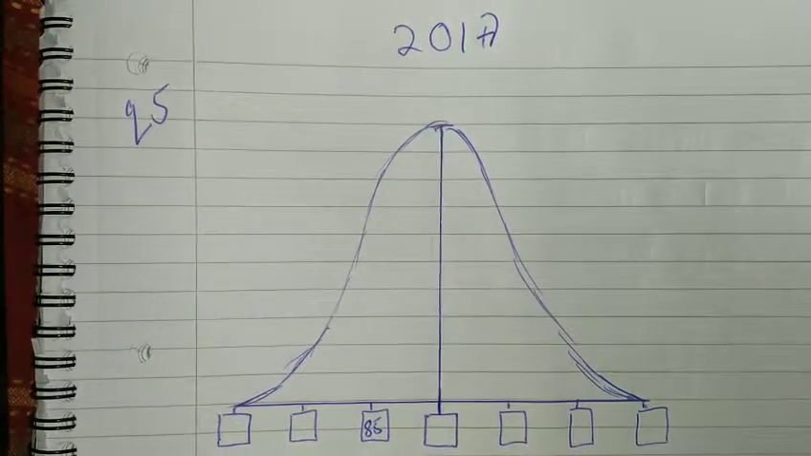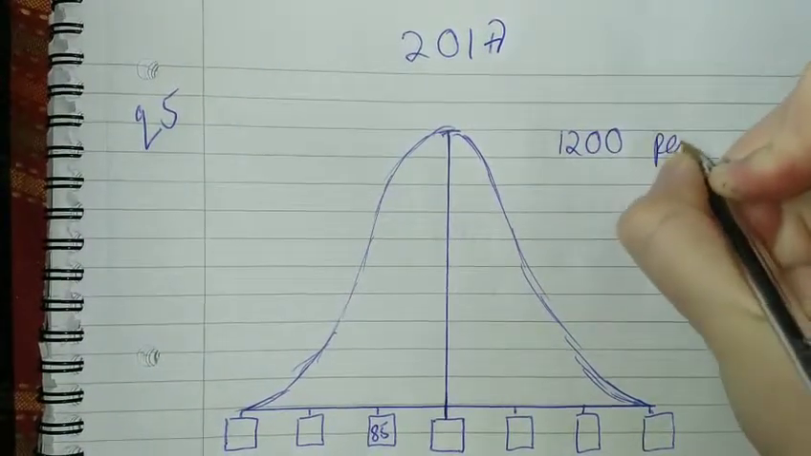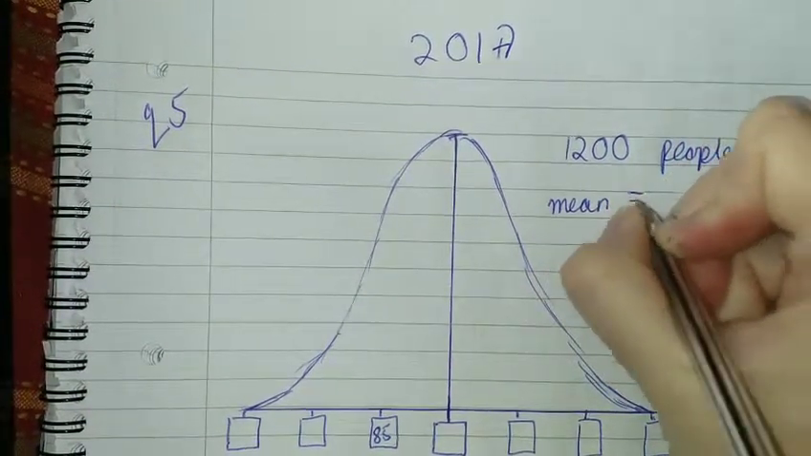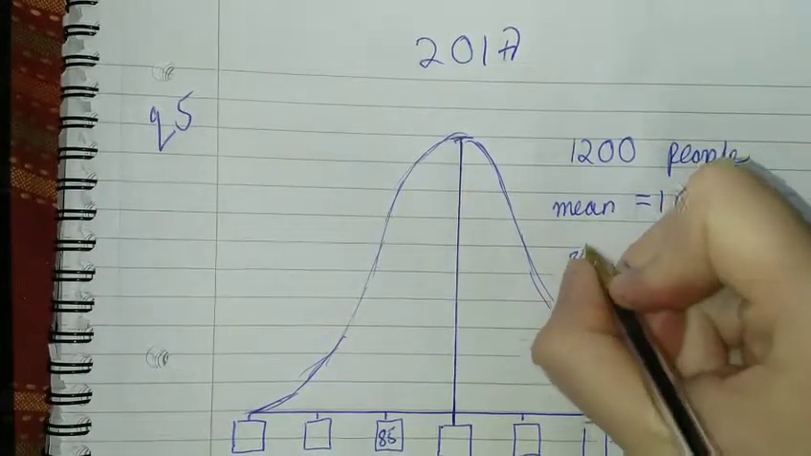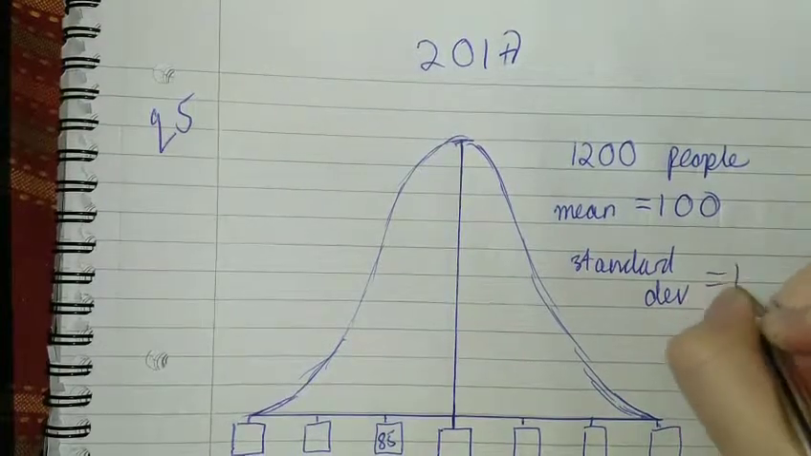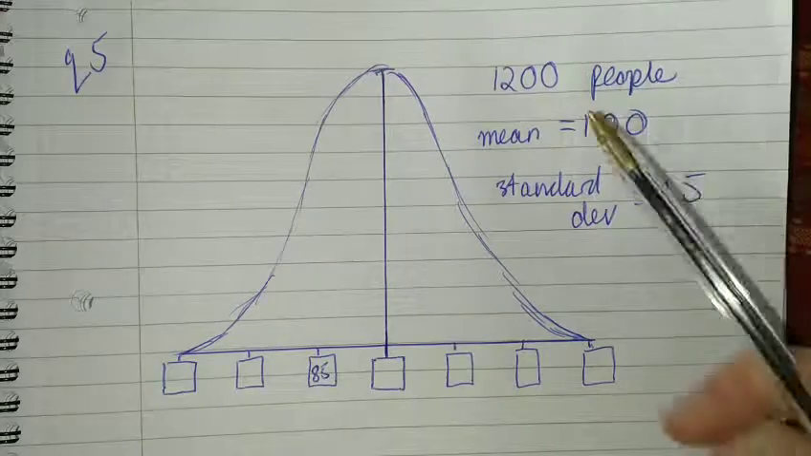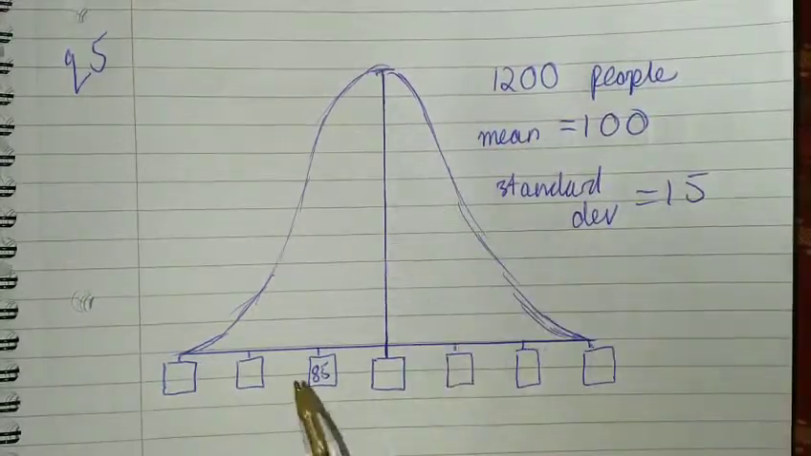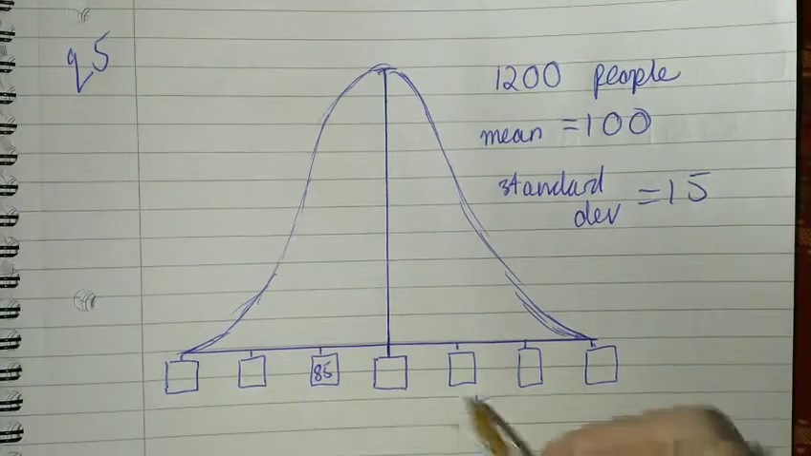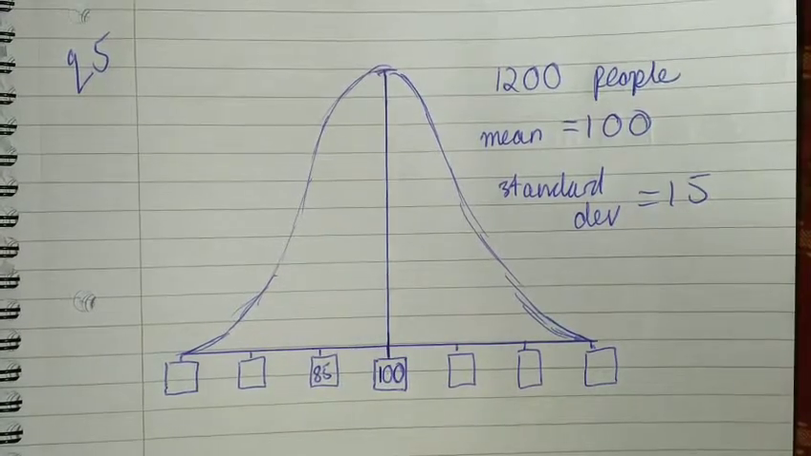The pieces of information we're told are that we surveyed 1,200 people, the mean was 100 and the standard deviation was 15. The standard deviation tells us how spread out our data is. A normal distribution means we have a bell-shaped curve, and our mean is always going to be in the middle. So our 100 is going to be our mean and our curve is going to be symmetrical.